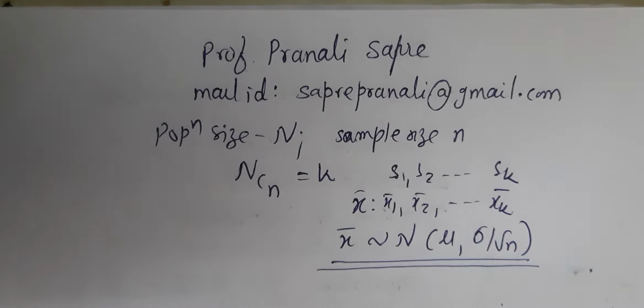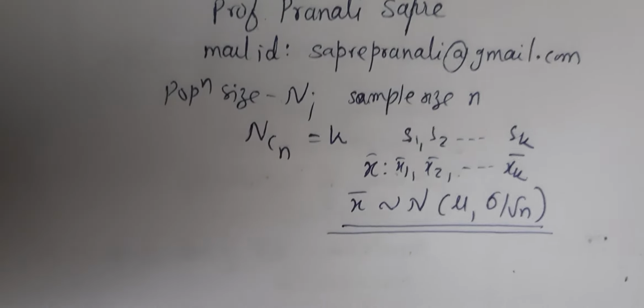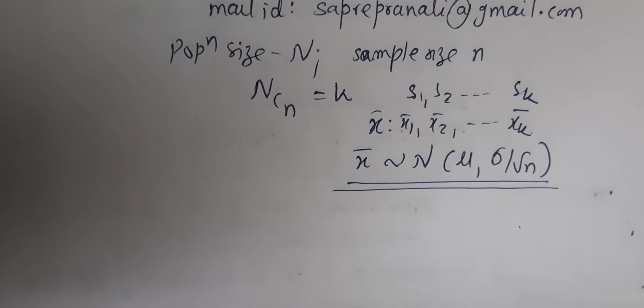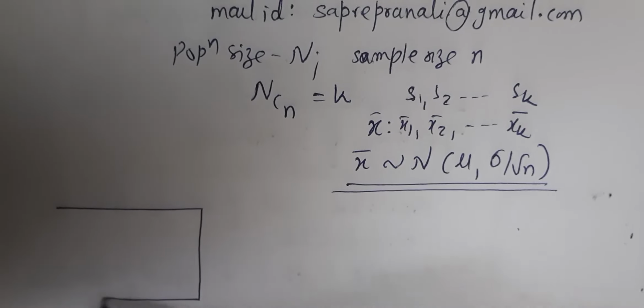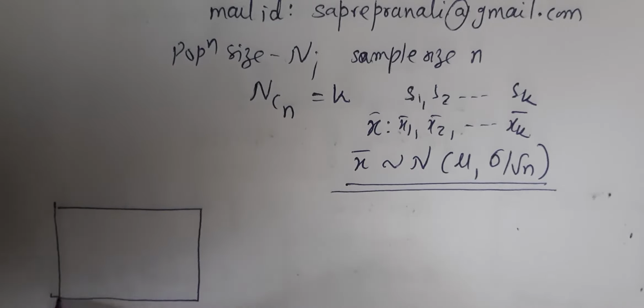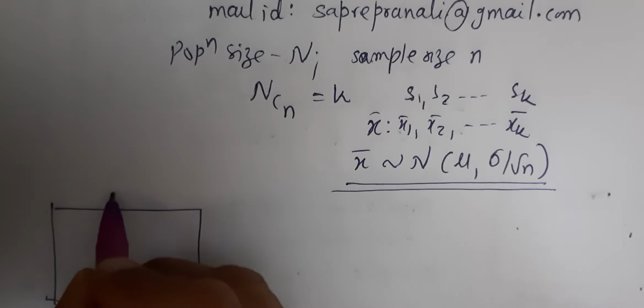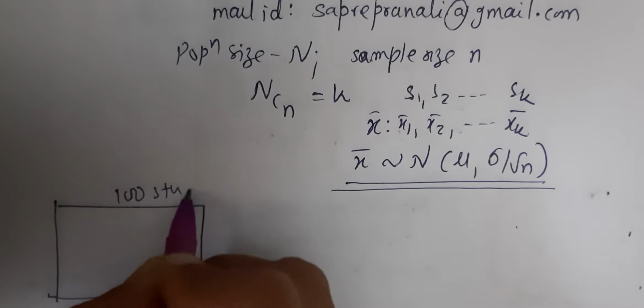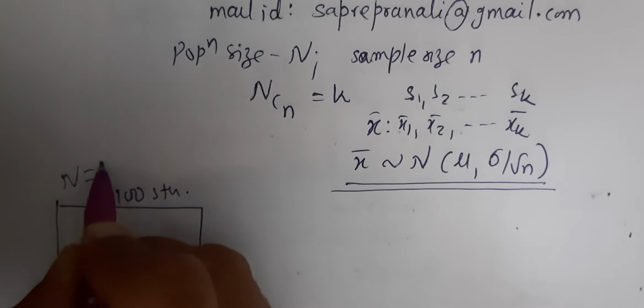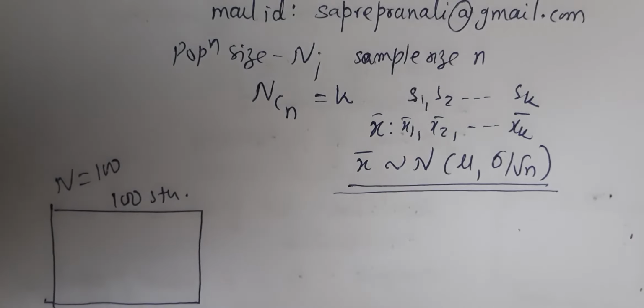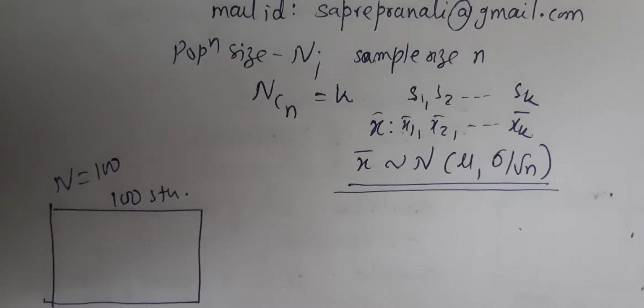Now exactly what we are going to do. Again, I will continue with the same example we had seen in the previous video. Listen carefully. This is our class of 100 students. A class of 100 students means, of course, my capital N is 100.